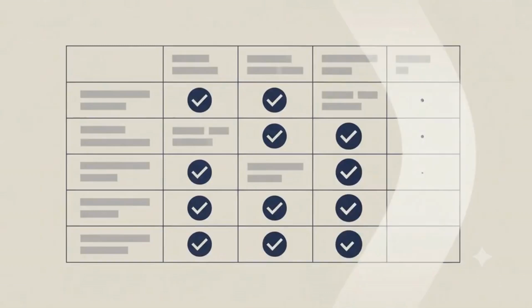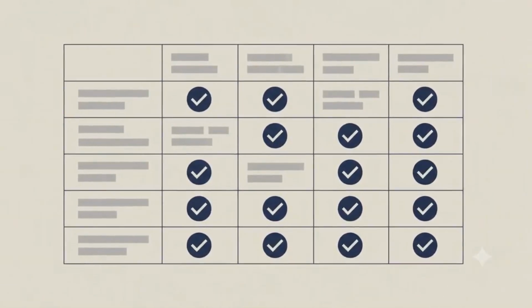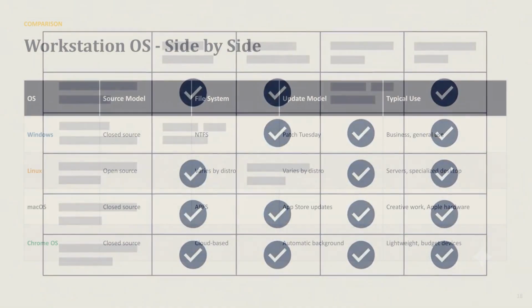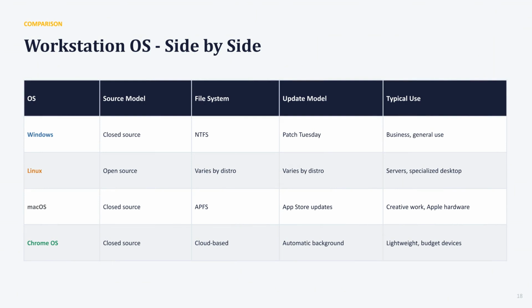Here's the whole picture in one place. Windows: closed source, NTFS, Patch Tuesday updates, broad business use. Linux: open source, file system varies by distro, update cadence varies by distro, servers and specialized desktop use. macOS: closed source, APFS, scheduled App Store updates, creative work on Apple hardware. Chrome OS: closed source, cloud-based storage, automatic background updates, lightweight and budget devices.